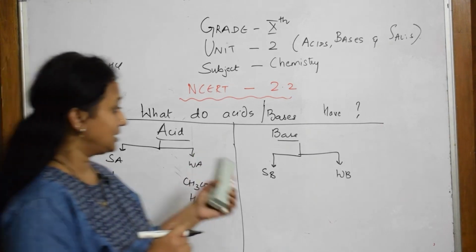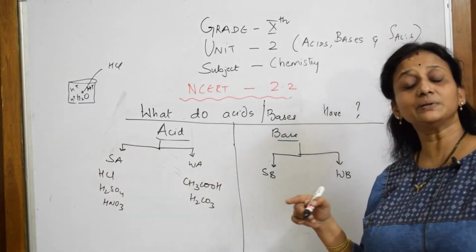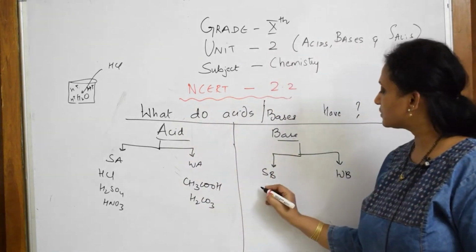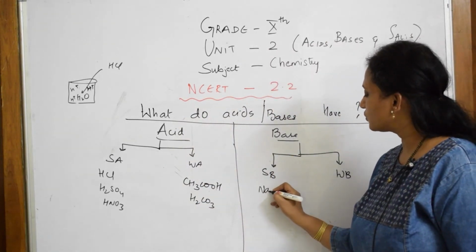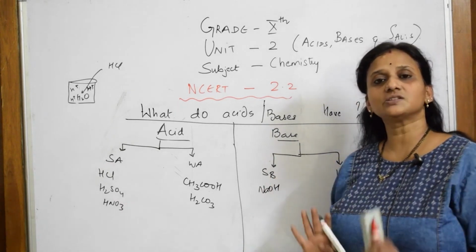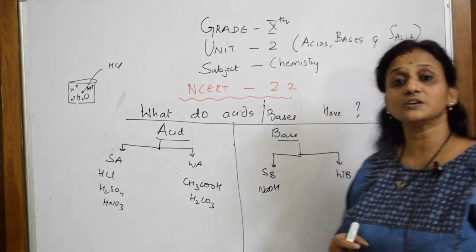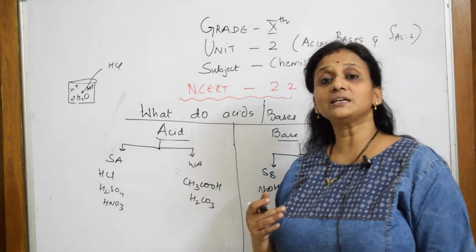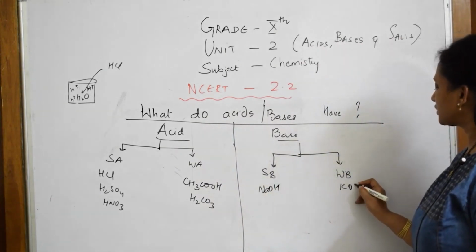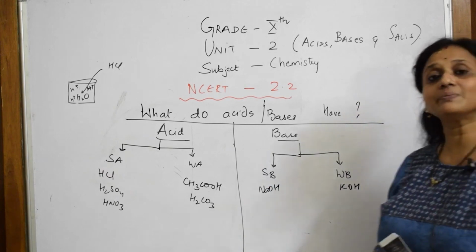Done. Strong bases are those substances which completely dissociate into OH minus ions. What are examples of a strong base? Sodium hydroxide is a strong base, which completely dissociates and gives us OH minus. Weak bases are those which do not completely dissociate into OH minus. Example, potassium hydroxide. So this is the classification of the bases.